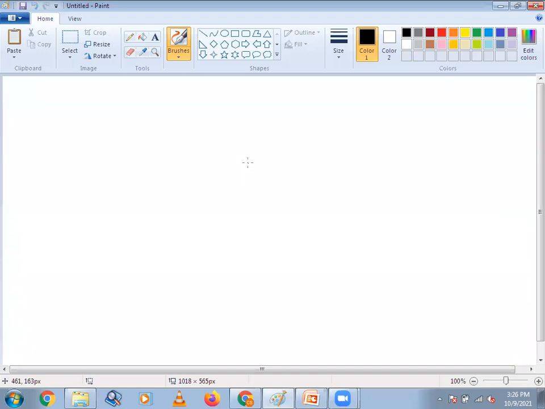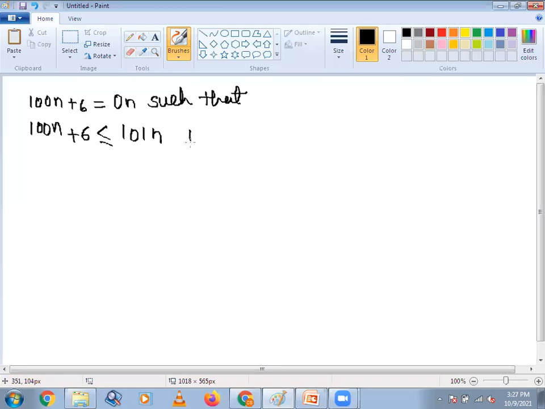Suppose the next example is 100n plus 6 is equal to order of n, such that 100n plus 6 is less than or equal to 101n for all n greater than or equal to some value. You have to find this value.